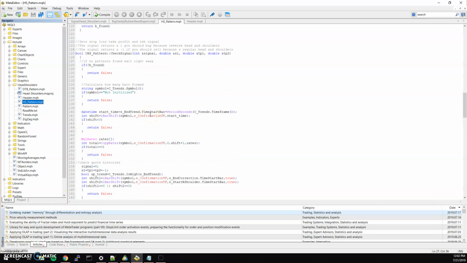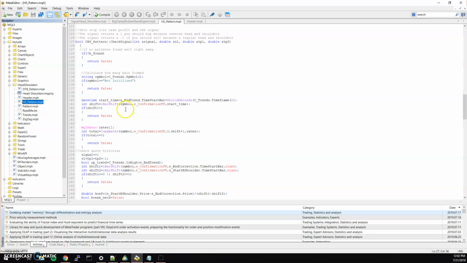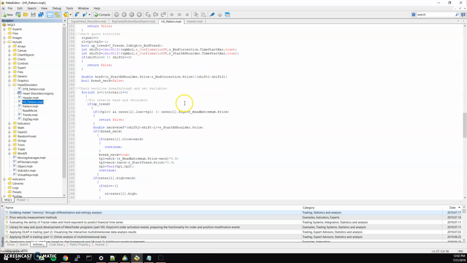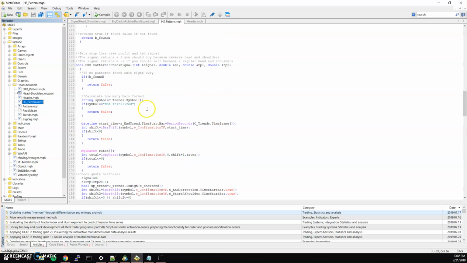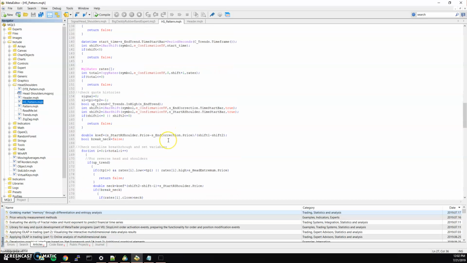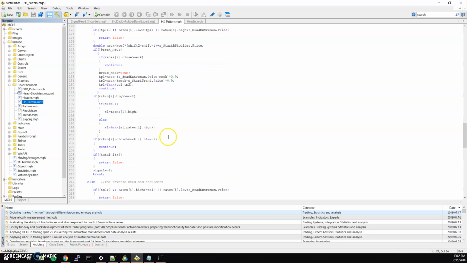One of the other most important functions in this HS pattern is the check signal. Now the check signal is essentially telling us whether we should buy or we should sell. So essentially it's saying whether we should have a reverse head and shoulders or an inverse head and shoulders. And it uses stop loss and take profit, passes them all by reference, and essentially checks what we should do.